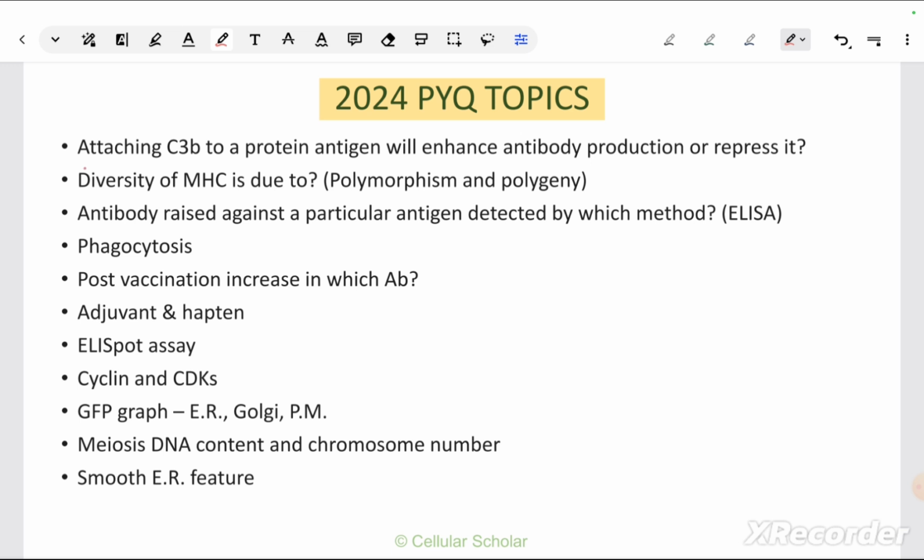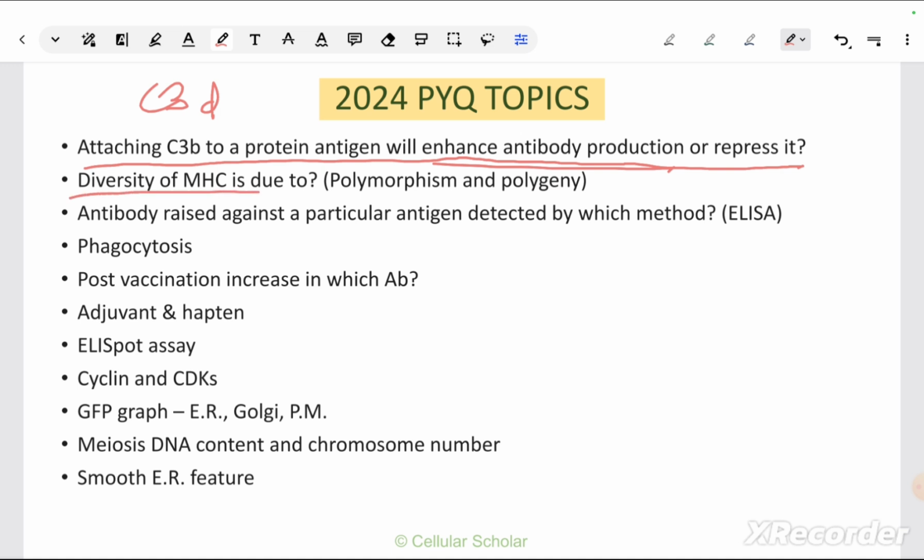Now, attaching C3b to a protein antigen will enhance antibody production or repress it. If you have an idea about the complement system, you will be able to answer these questions. They might change the words or the framing of the sentence, but if you have concept clarity beforehand, this won't matter, because as you know, C3b is actually enhancing the antibody production. Actually C3d does it better, but C3b also does it.